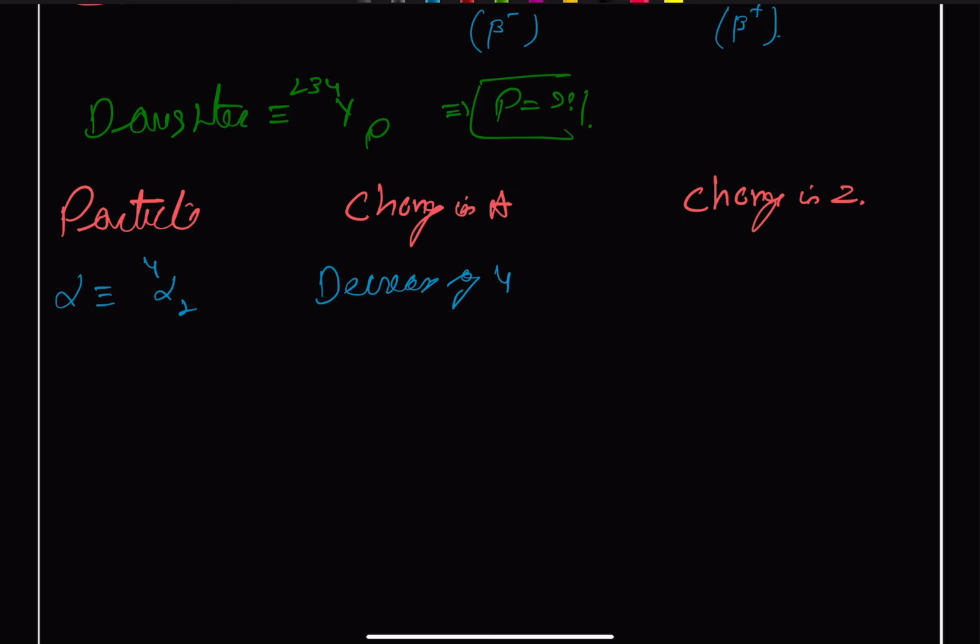Decrease of 4 per alpha, and change in Z will decrease by, you can say decrease by, here also let me put by, not of, decrease by 2 per alpha.